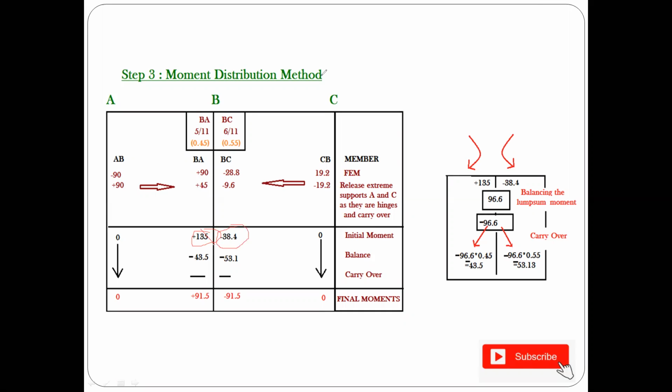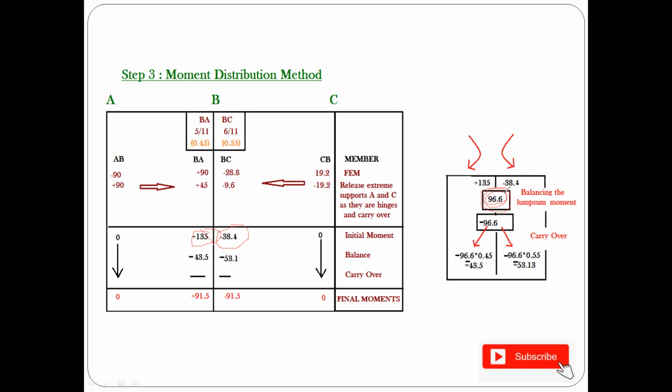So there doesn't have a proper equilibrium when you take these two values. What you have to do is compensate the value, or just make it equal and opposite. On the right hand side, you can see that 135 is a clockwise moment and minus means it's an anti-clockwise moment. So there is a lump sum moment: 135 minus 38.4, you're having a lump sum moment of 96.6 on the right hand side. That is a lump sum moment which is getting accumulated in joint B.